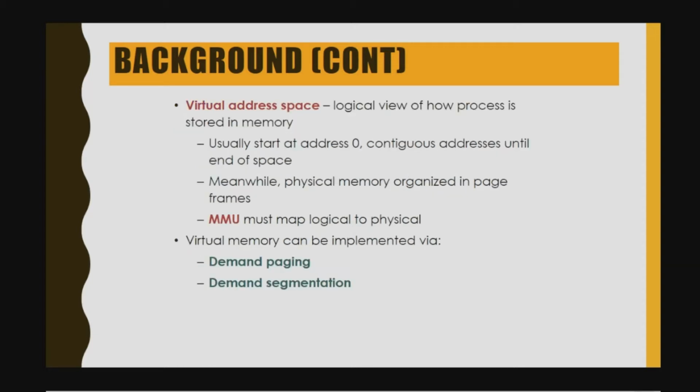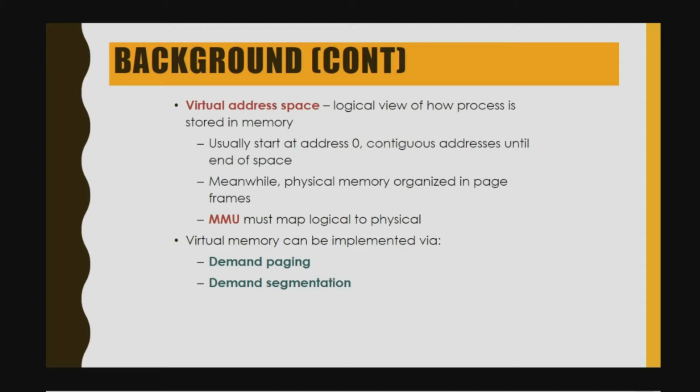Virtual address space. When we talk about address space, that means the size. It is the logical view of how a process is stored in memory. Usually it starts at address 0 and uses contiguous addresses until the end of the space. If you remember about fragmentation, the addresses in computer memory are contiguous, meaning after 0 comes 1 and then 2, and it must be continuous. So usually in memory it will start at address 0. It's just like in programming, when we want to store data in an array, it starts with index 0.